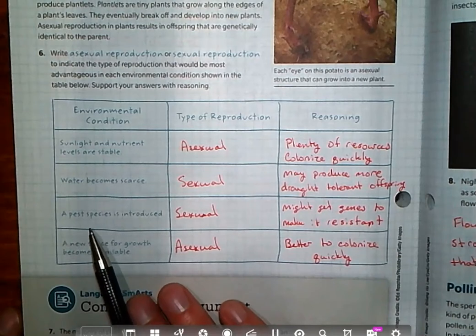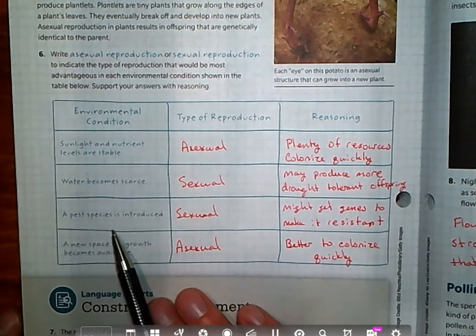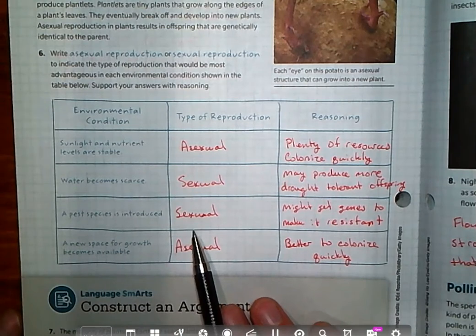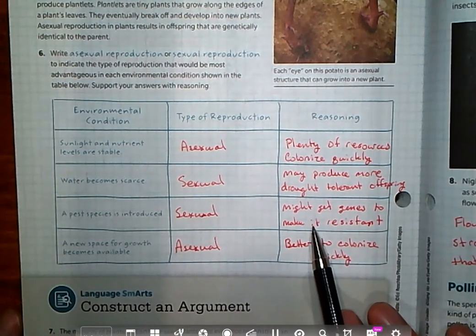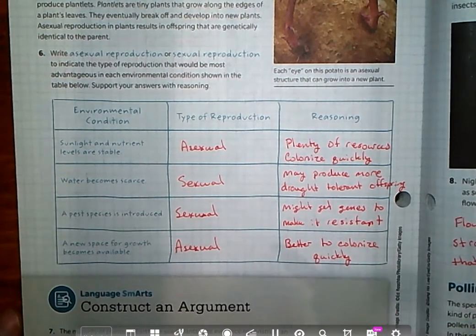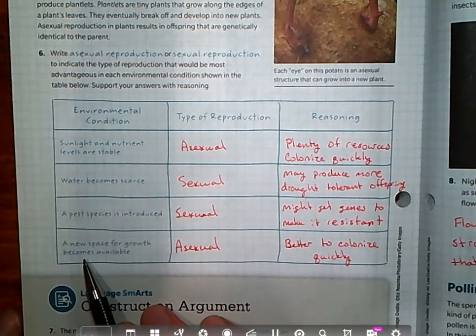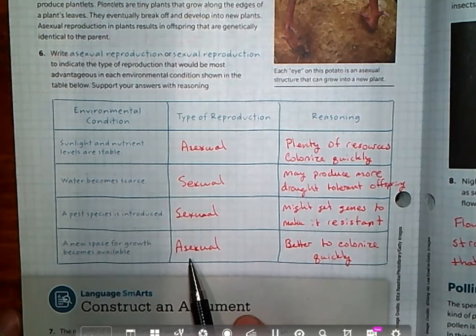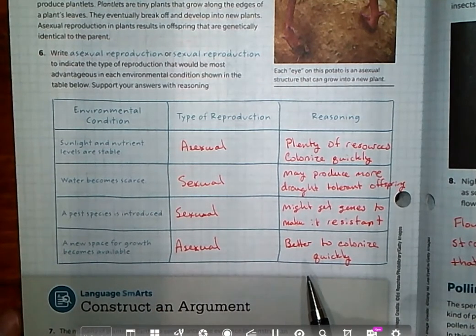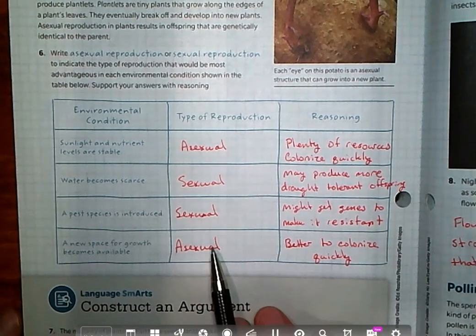Or maybe a pest species is introduced to an area. Again, sexual reproduction could be beneficial, because you get new genes, new unique plants that might be resistant to those pests. And finally, if a new space for growth becomes available, that could favor asexual reproduction again because it happens very quickly, so it's better able to colonize quickly. Those plants could take over that new area very quickly.